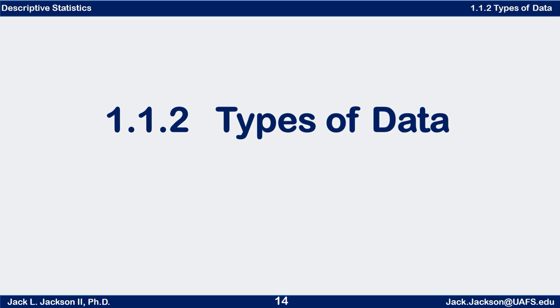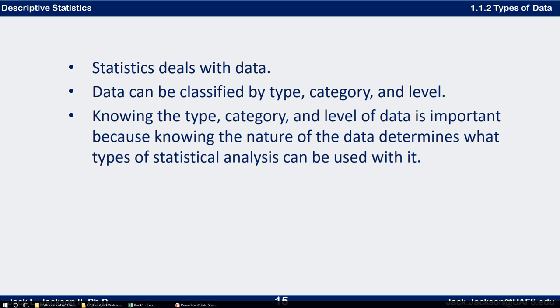In this video, we're going to be talking about different types of data. It's important for us to know what kinds of data we're dealing with so that we know how to work with that data. Statistics deals with data. That's a lot of what it's about. Data can be classified by type, category, and level. Knowing the type, category, and level of data is important because the nature of the data determines what type of statistical analysis can be used with it.